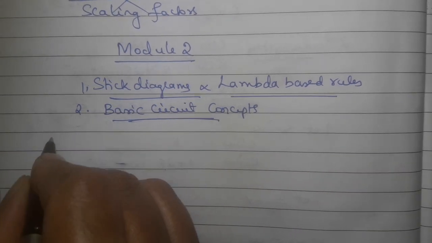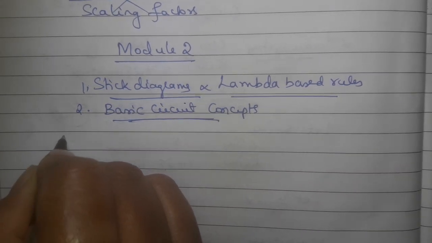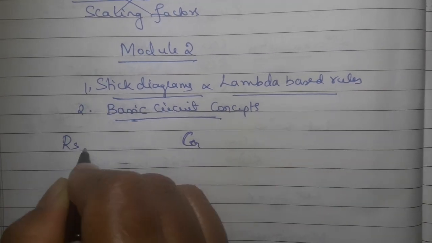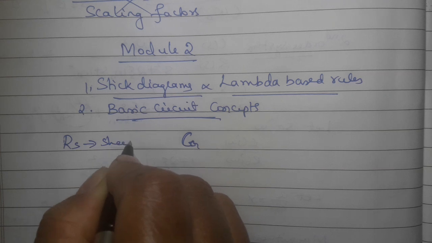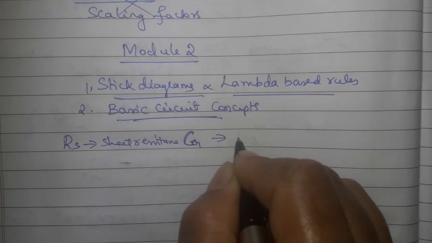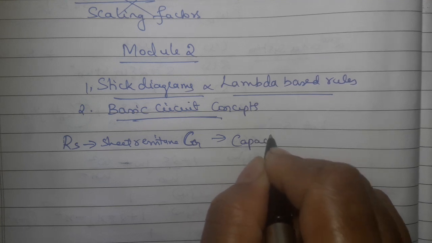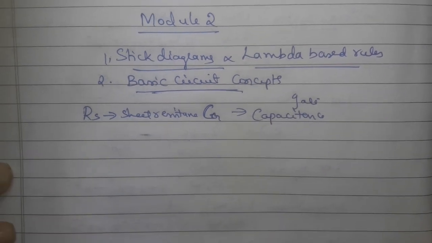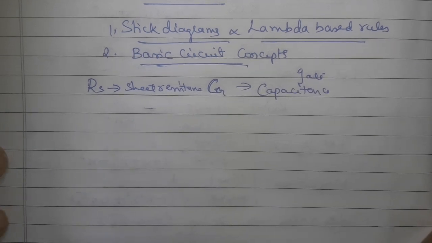In this video we are going to study two concepts here, that is Rs and Cg. Rs is nothing but your sheet resistance and Cg is your gate capacitance. We are first supposed to derive for Rs.